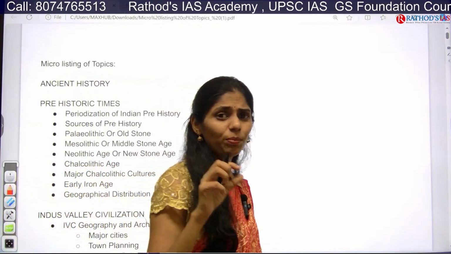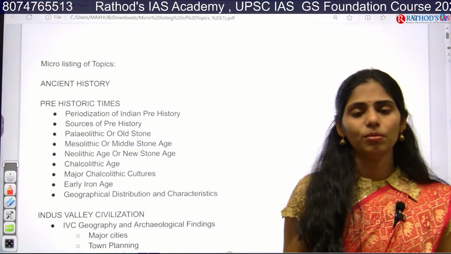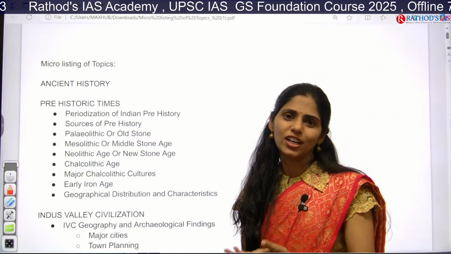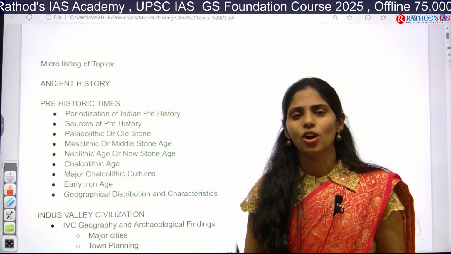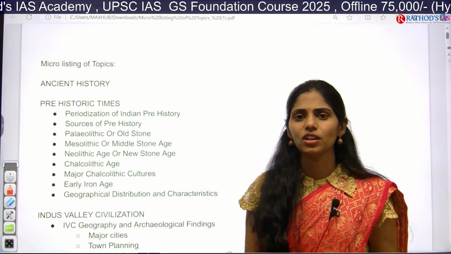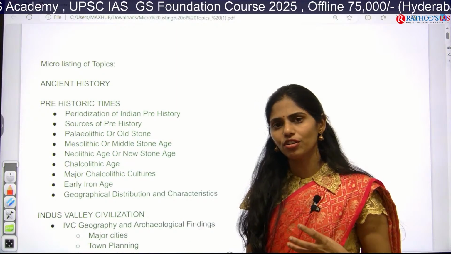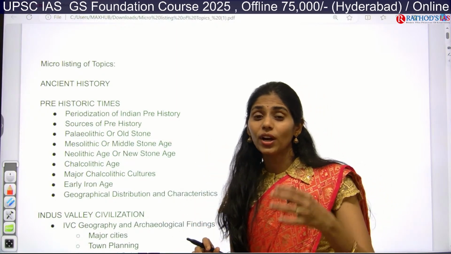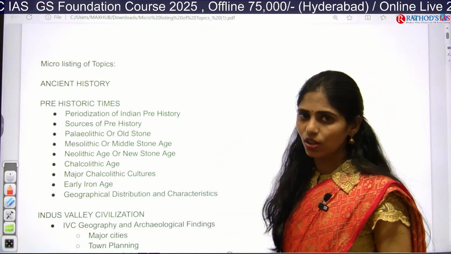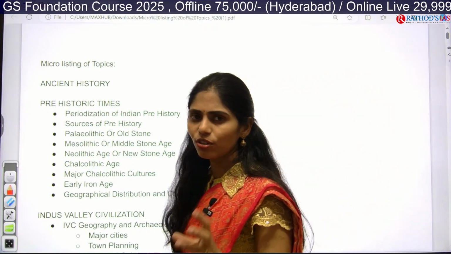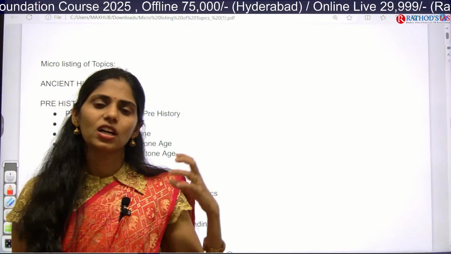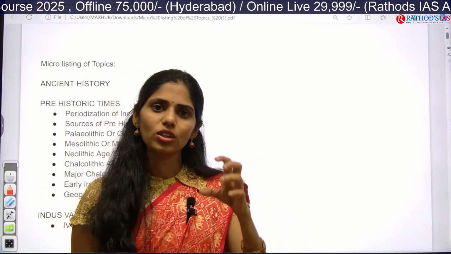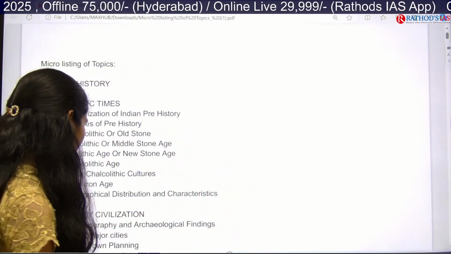Especially there are some important events in your modern history, for example the Swadeshi movement, or the Surat split, or the civil disobedience movement, or like that. They will give you 4 or 5 important movements and ask you to arrange them in ascending or descending order. So from that point of view, knowing which event happened at which time is very important. Timeline is very important, right?